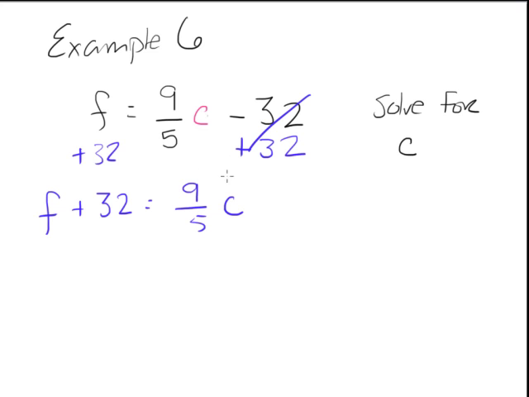Now I want to take away this 9 over 5. I could divide by 9 over 5, but that's too complicated. So what I'm going to do is I'm going to take it into 2 steps. I'm going to multiply by 5, and then I'm going to multiply each term here by 5. And that's going to take away my 5 on the right hand side. On the left hand side, I'm going to have 5f. 32 times 5 is 160.